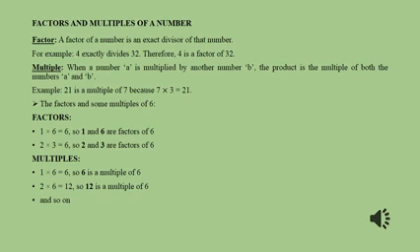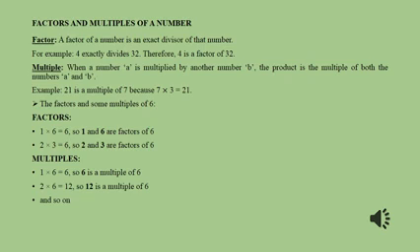Our first topic is factors and multiples of a number. Factor. A factor of a number is an exact divisor of that number. Suppose we are given a number that is 32 and we have to find its factors, then we have to find all those numbers which divide 32 exactly. That is, those numbers which are divisors of the number 32. 4 is one such number because when we divide the number 32 by 4, the remainder comes out to be equal to 0. So 4 is a factor of 32.